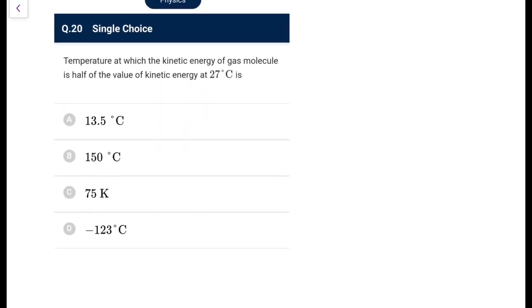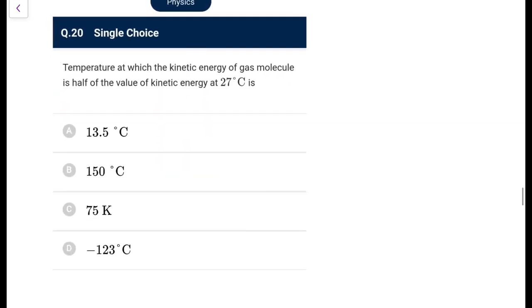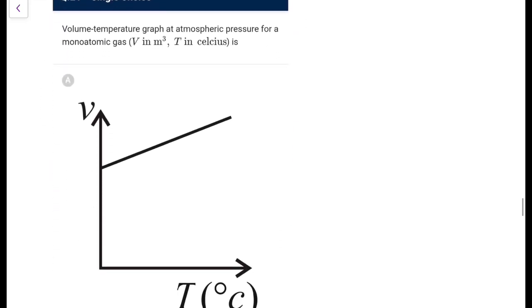Next, the temperature at which the kinetic energy is half the value at 27 degrees Celsius. So 27 means 300 Kelvin. For kinetic energy to become half, temperature must be half because it is proportional to T. So it is 150 Kelvin. If you convert it into Celsius, it would be minus 123. So be careful about the units. That is the only catch here.